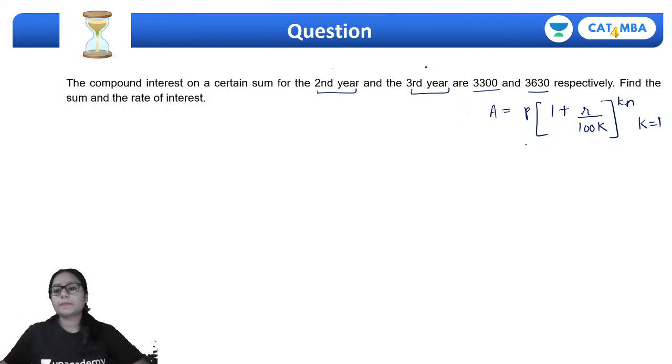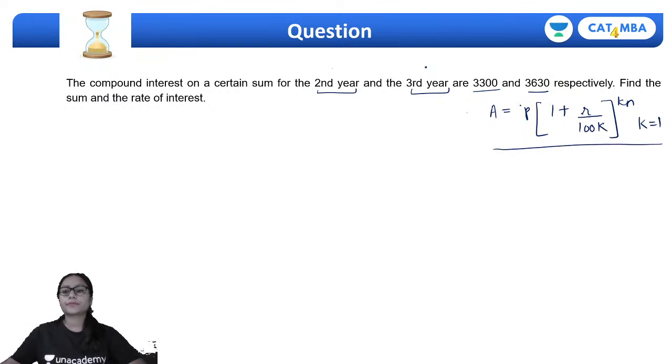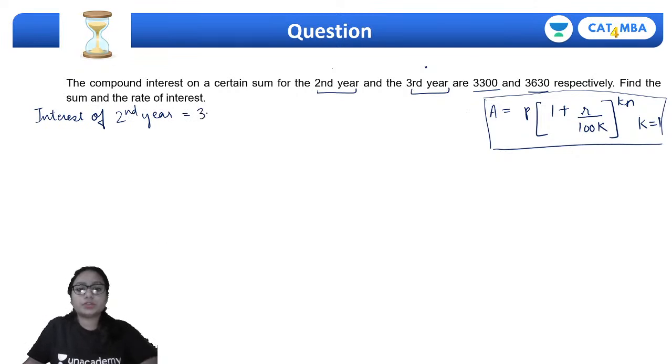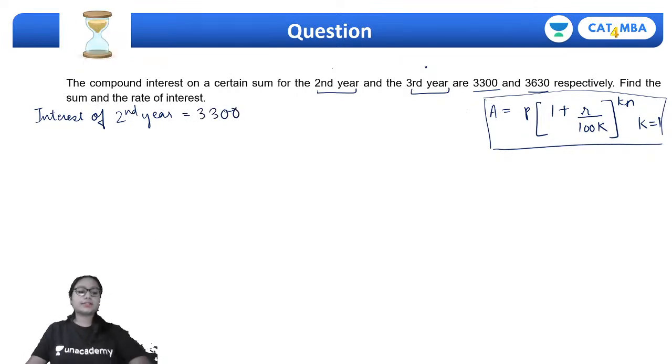Okay, let us try to do this together. So this is the formula that I have. I'll be using this formula further. Now it is given that interest of second year is equal to 3300. So this is what I have.